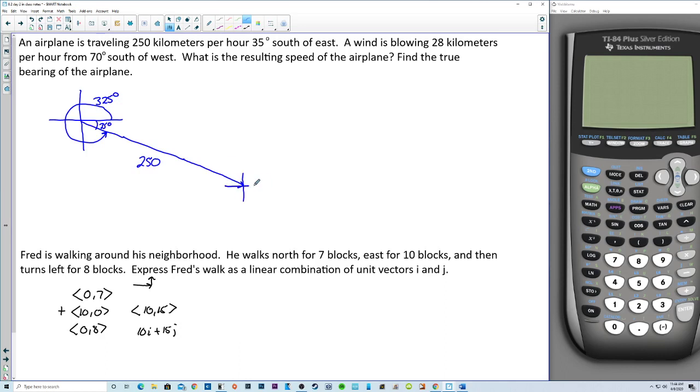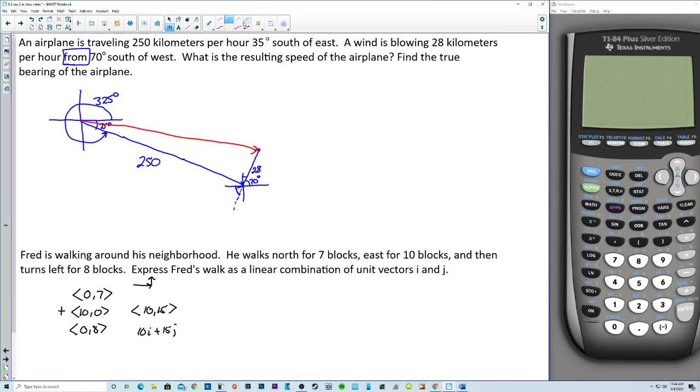Here's the wind. Let's see, a wind is blowing 28 kilometers per hour from, that's an important word right there, from 70 degrees south of west. So 70 degrees south of west is like that, so the wind is actually blowing something like that in that direction. So the magnitude is 28. Now if this little piece right here, well actually, if this is 70 degrees, then the unit circle measurement must be 70 degrees also. Now what we're trying to find is the resulting path right there.